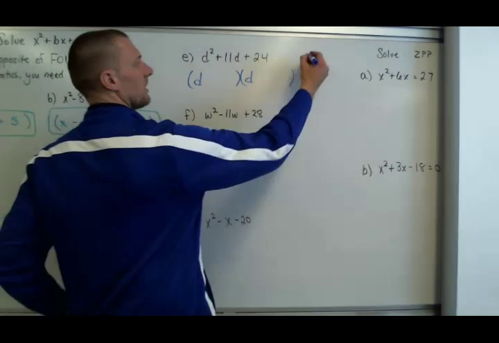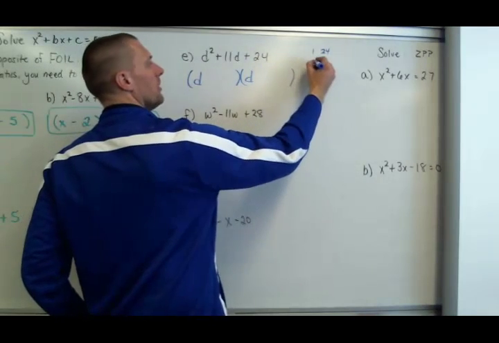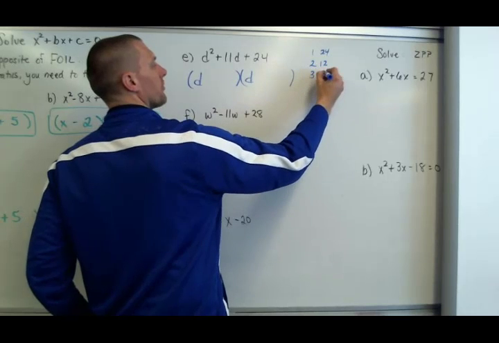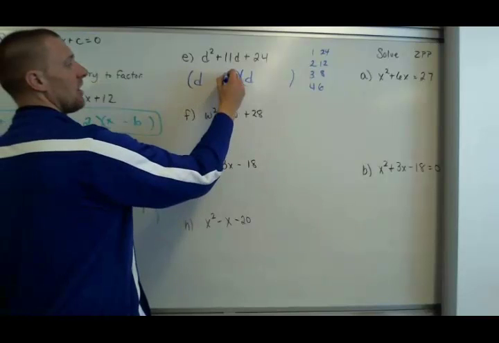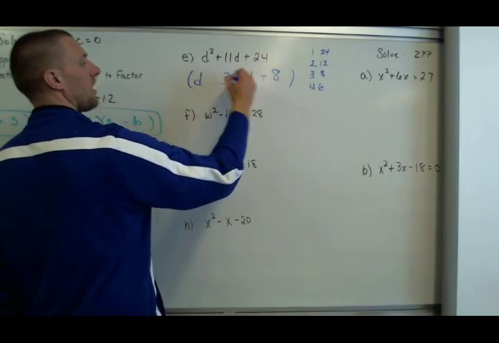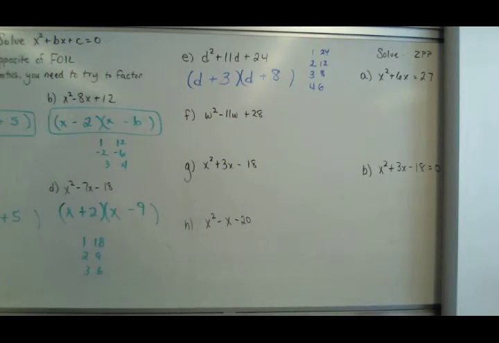So you can list out your numbers. So you got 1 and 24, 2 and 12, 3 and 8, 4 and 6. Well, the ones that add up to 11 are going to be 3 and 8, and it's positive 3 and positive 8. And there's your final.